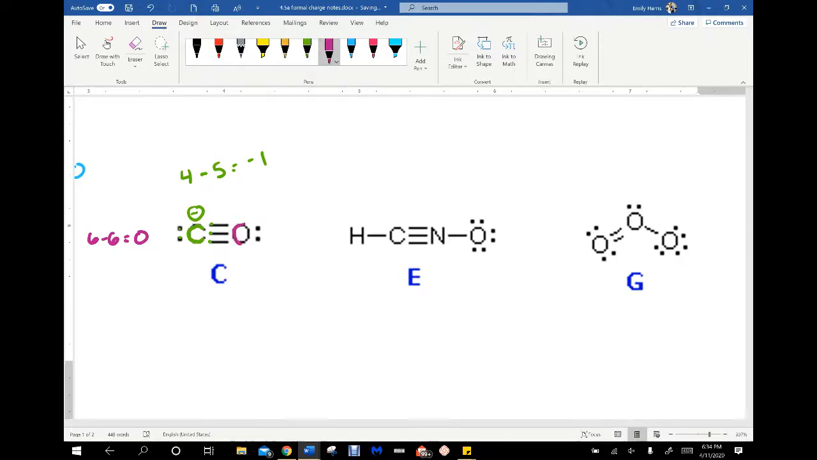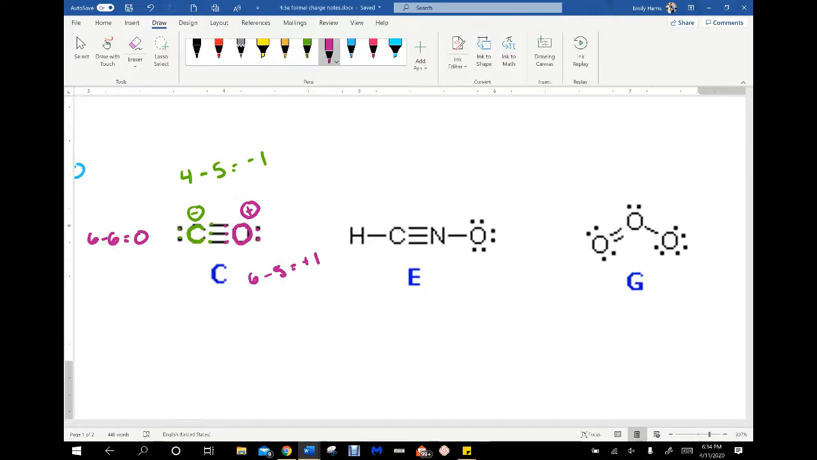Let's take a look at oxygen. Oxygen typically brings 6 valence electrons. Let's count around. 1, 2, 3, 4, 5. 6 minus 5 is +1, so he'll have a positive formal charge. Those formal charges balance out to give us an overall neutral molecule.